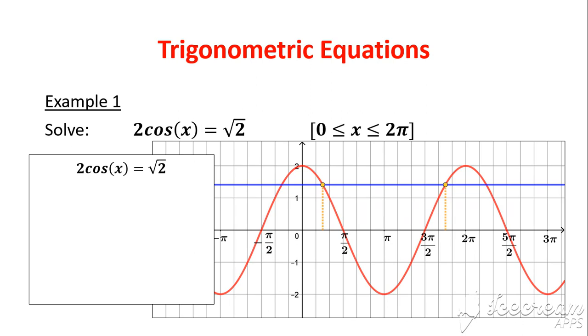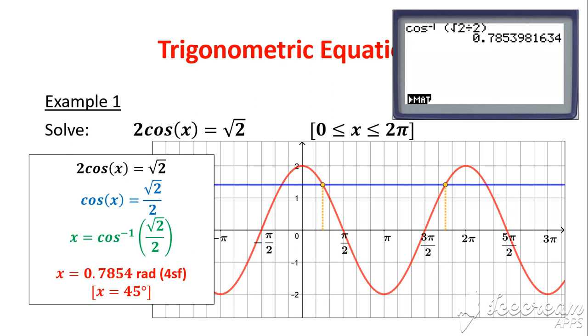Right, let's do it. 2 times cosine x is equal to square root of 2. Let's divide both sides by 2 to get rid of the amplitude. So the cosine of x is equal to the square root of 2 divided by 2. Now we can take the inverse cosine, which is cosine to the negative 1, of the square root of 2 over 2 to get x, and x is equal to 0.7854 radians. So please make sure your calculator is set up in radians and go shift cosine bracket square root of 2 divide 2. If your calculator was set up in degrees, you would have got 45 degrees as your answer.